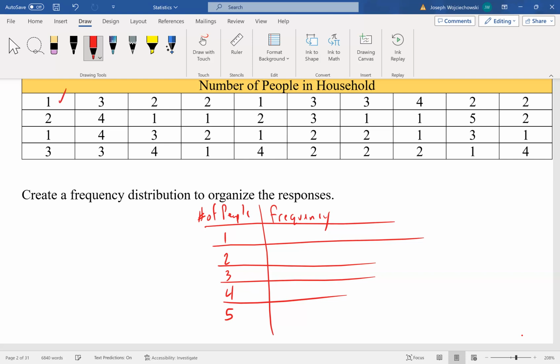So let's see. 1, 2, 3, 4, 5, 6, 7, 8, 9, 10, 11. Had 12 with one family member. 1, 2, 3, 4, 5, 6, 7, 8, 9, 10, 11, 12. 13 with two family members. 1, 2, 3, 4, 5, 6, 7, 8 with three family members. 1, 2, 3, 4, 5, 6 with 4, and it looks like there's 1 with 5 right here. So that's one way to do a distribution for quantitative data.